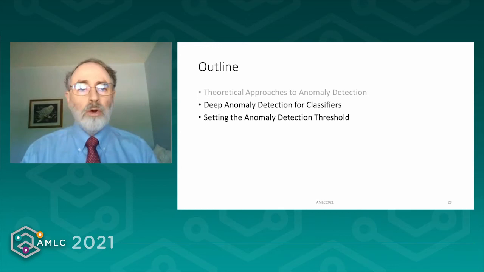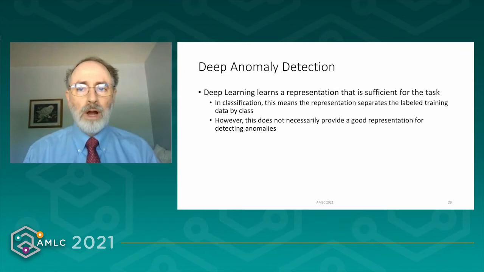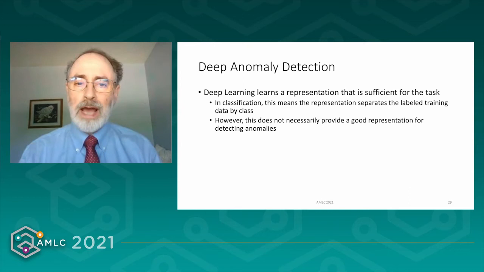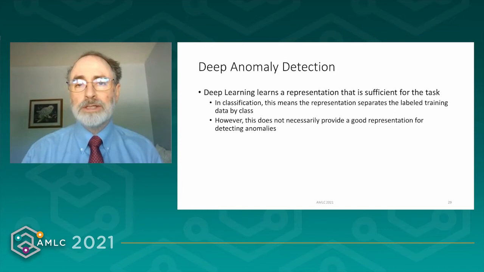Okay, well now let's move on to deep anomaly detection for classifiers. So the beauty of deep learning is that we learn a representation instead of having to hand engineer it. It's a representation that is really sufficient for the particular task that we're training it to perform. So in the case of classification, this means the representation is good at separating the labeled training data by class, but it doesn't necessarily provide a good representation for detecting anomalies.